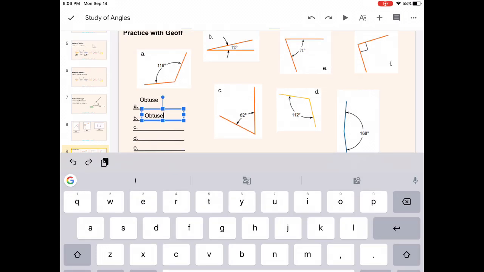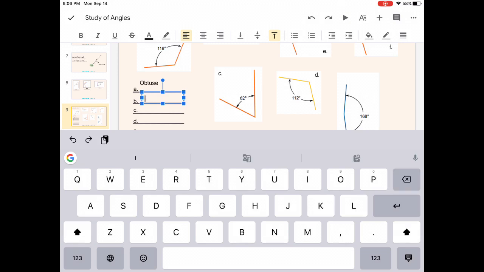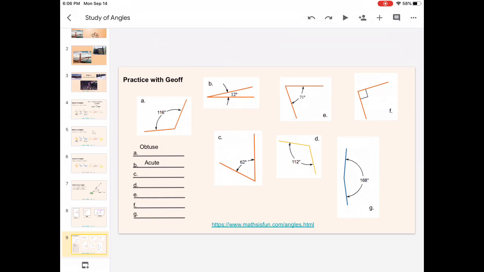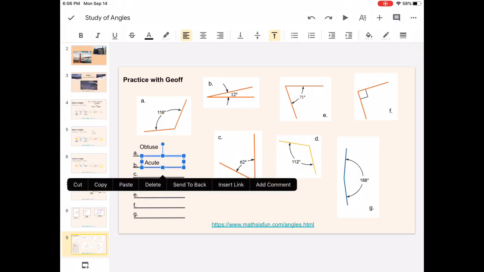Oh, that was acute. All right, next up is C. C is 62 degrees. Is 62 greater than 90 or less than 90? Less than 90. 62 is less than 90.